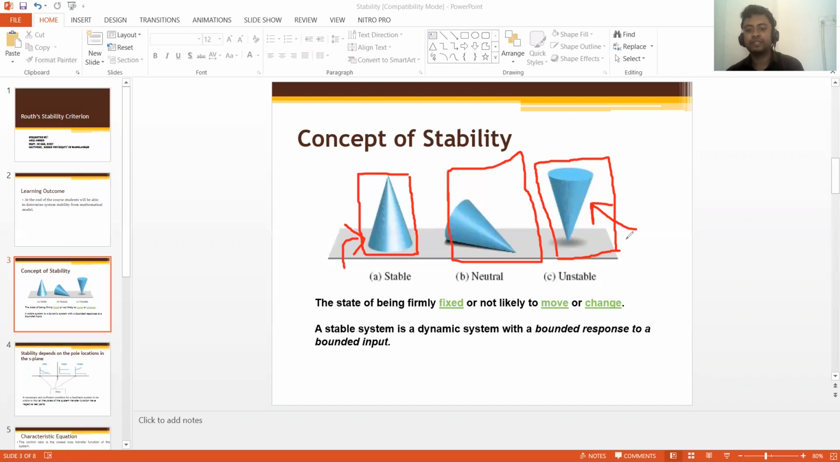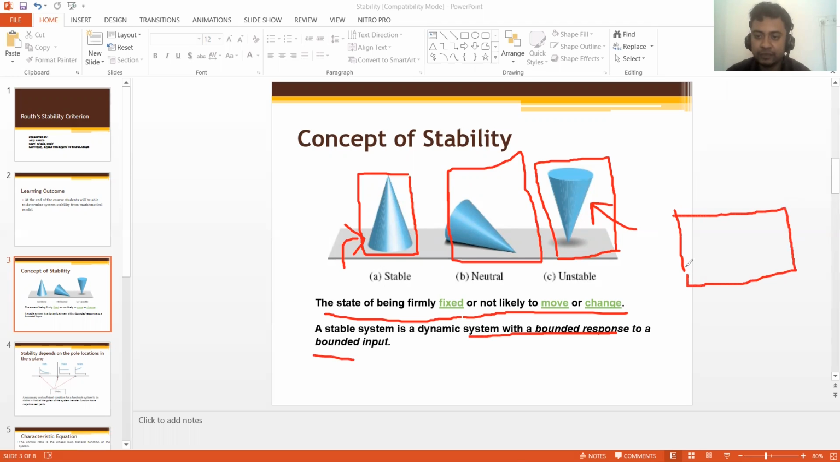So from this picture, we can say stable is the state of being firmly fixed or not likely to move or change, called stable condition. So we can say a stable system is a dynamic system with bounded response to a bounded input. What is bounded response? The bounded response is like this. Say, for example, this is the boundary. So the response should be within the boundary. So what is instability? If it crosses the boundary level.